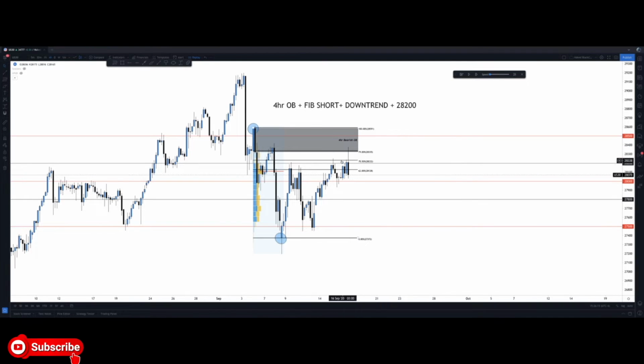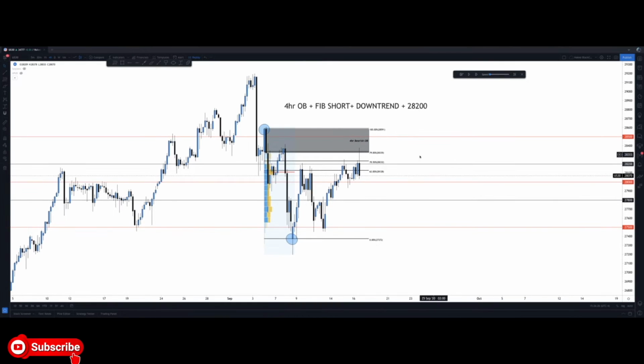And the reason I know that is because we rejected a 4-hour order block. We rejected this fib short in this downtrend, and we're rejecting a whole number right here, 28,200. So if we break these lows right here, we can anticipate price to come down to 27,800 and then possibly 27,500 later on. Because knowing that, we're going to target the other big candles. The biggest candle besides this one right here is down here.